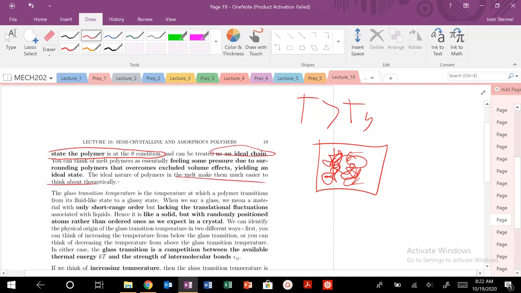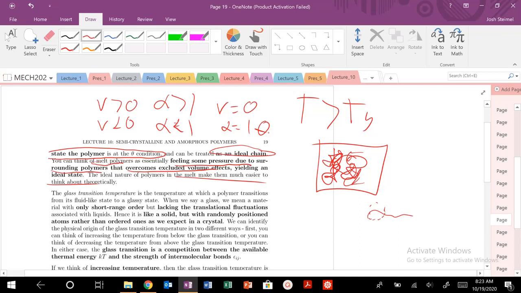This is really important because it makes them much easier to think about theoretically. Because those polymers are highly interpenetrated, the polymers in the melt feel some pressure due to the other polymers that overcomes this excluded volume effect. So again, a polymer chain has some excluded volume. We know that our excluded volume is greater than 0 for alpha greater than 1, and less than 0 for alpha less than 1. So our excluded volume is in this ideal state, B equals 0 for alpha equals 1, or in a theta solvent. There's no solvent here, but they feel some pressure, and that pressure overcomes these excluded volume effects, yielding an ideal state, i.e. an excluded volume of 0. So for your polymer chain there's no excluded volume, because the polymers are highly interpenetrated, so we can treat them ideally.